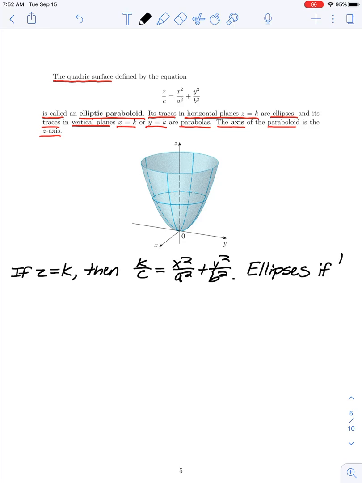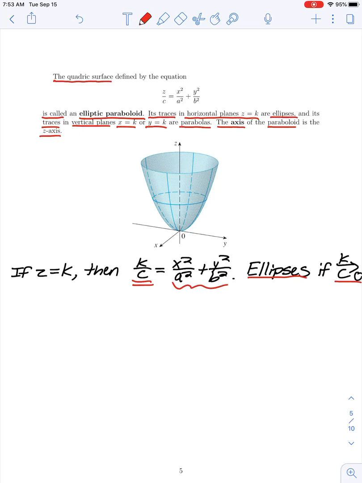Or well, let me say this. In general, we would have ellipses if this constant on the left-hand side of my equation is non-negative. So here on my right-hand side, if I'm summing x squared over a squared plus y squared over b squared, well, in order to have a real valued solution for x and y, that sum is non-negative, so I will only have an ellipse if this constant on the left-hand side, k over c, is positive. So if we're assuming that c is a positive constant, k would have to be greater than 0.